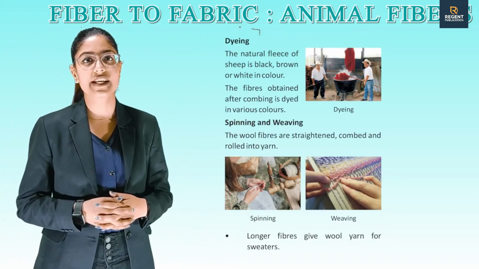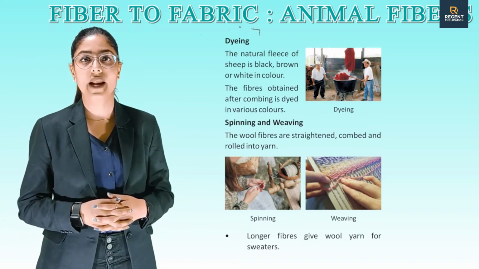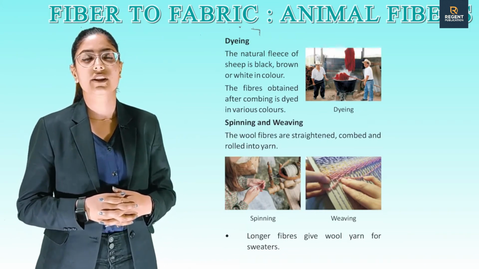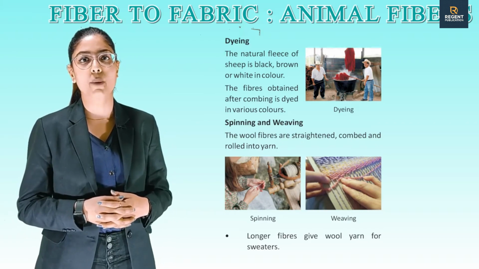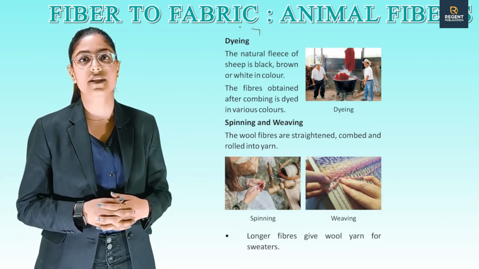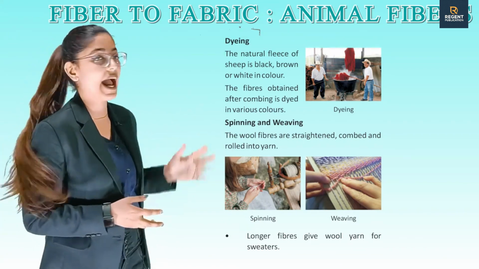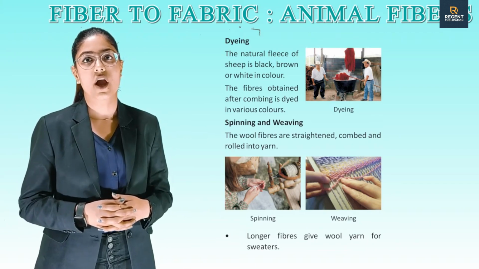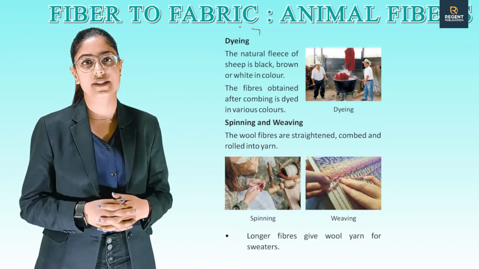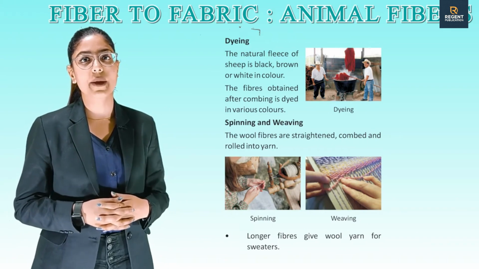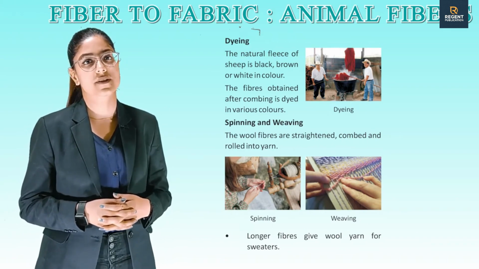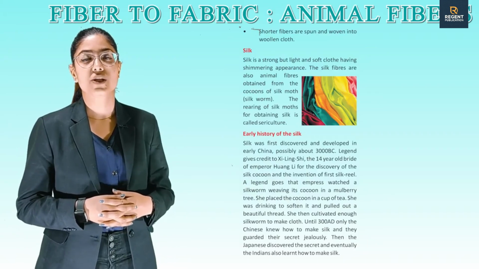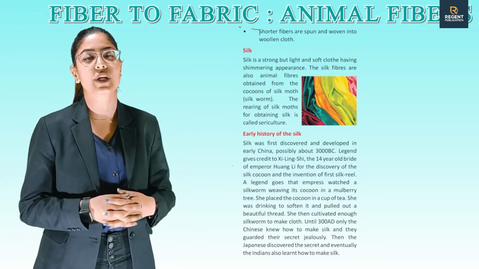The natural fleece of sheep is black, brown or white in color. The fibers obtained after combing are dyed in various colors, then spun and woven. The wool fibers are straightened, combed and rolled into yarns. Longer fibers give wool yarn for sweaters. Shorter fibers are spun and woven into woolen cloth.